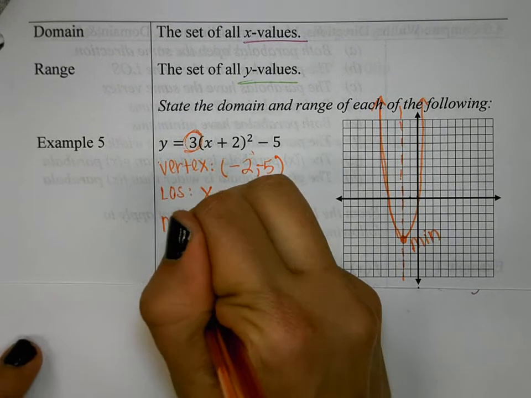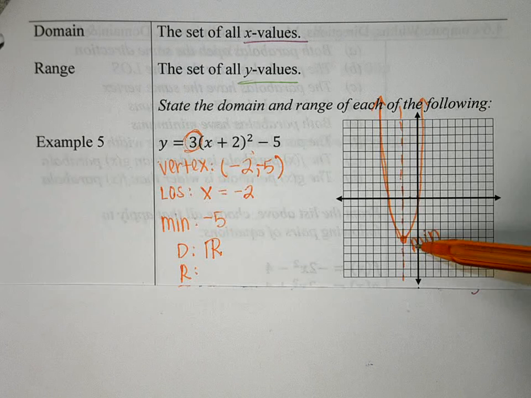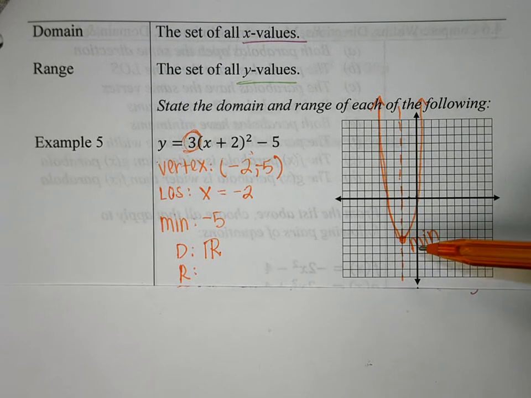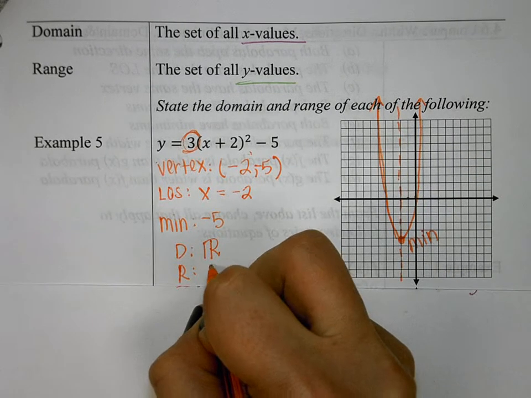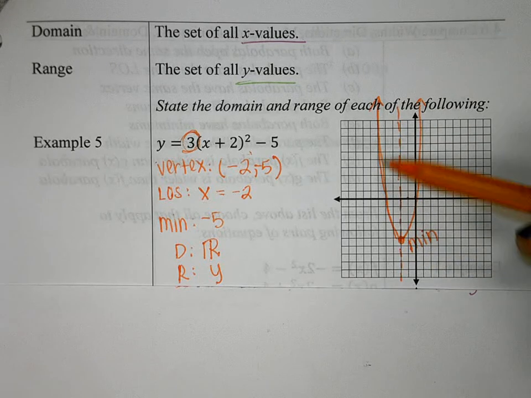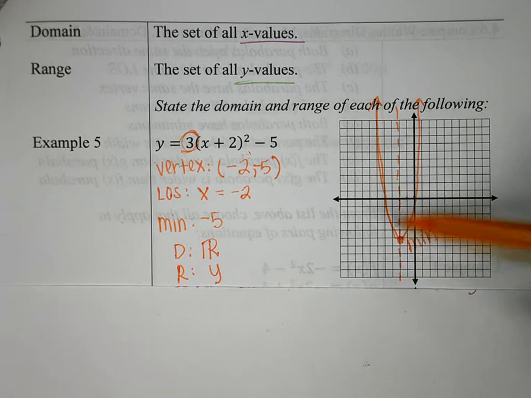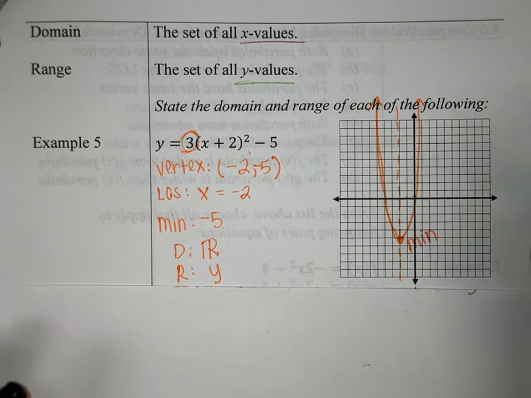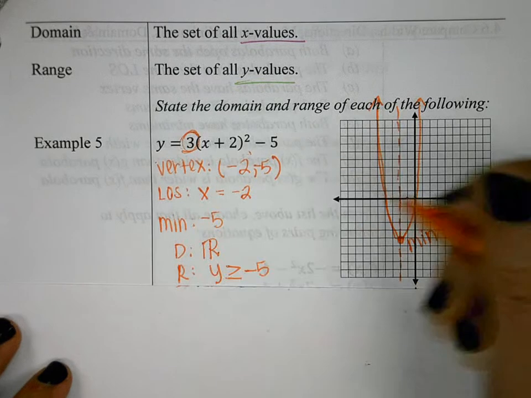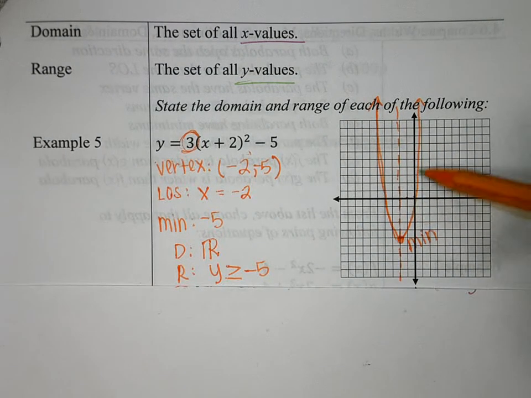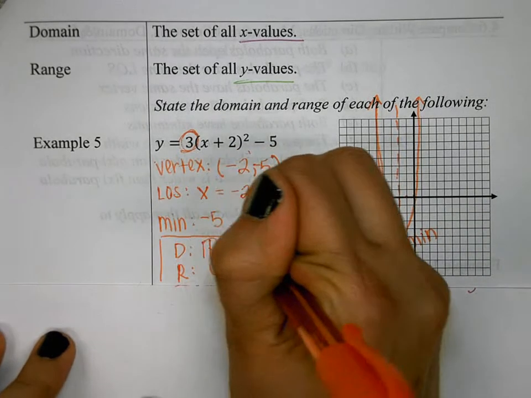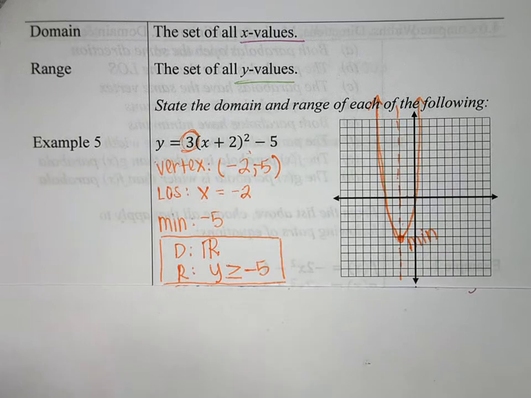The range is a little bit trickier because since we have a minimum, there are no y values that fall below that minimum. That's the lowest point. So the range has to do with the y values, and every single y value on the graph is either bigger than or, for that one point, equal to the minimum, which is -5. So we write that as y is greater than or equal to -5, because all y values on the graph are bigger than or equal to -5. So that actually answers the question that they're asking in stating the domain and range.